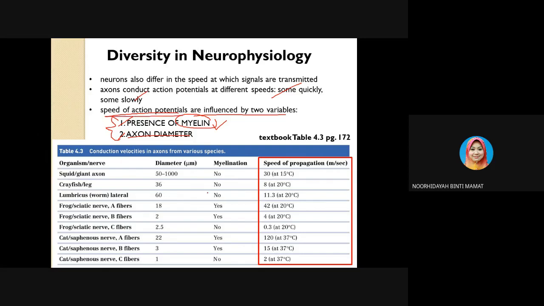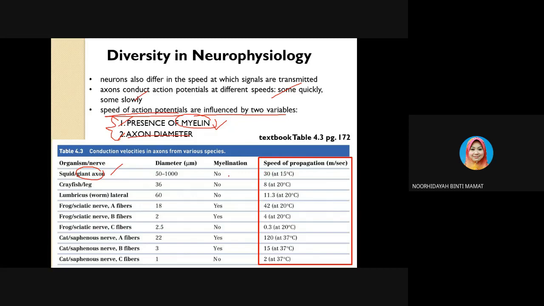For example, here are the conduction velocities in axons from various species. Take the squid, which has a giant axon. The diameter is 500 micrometers. They have a big or giant axon but no myelination, and the speed of the propagation of the action potential is 30 meters per second.